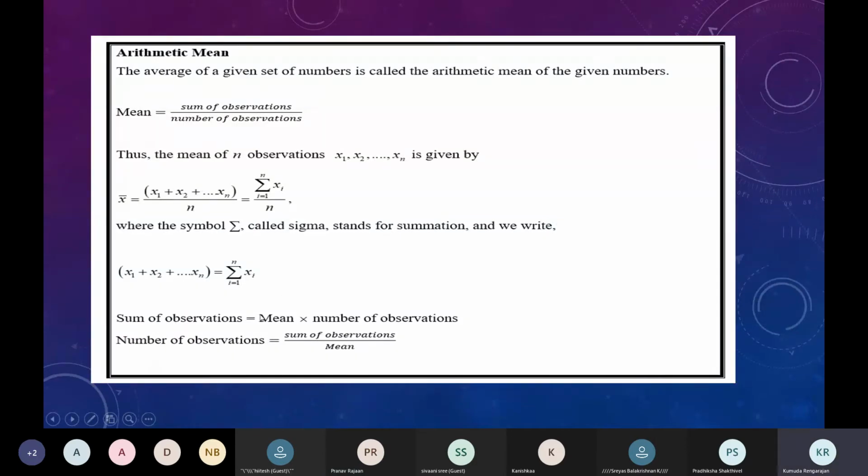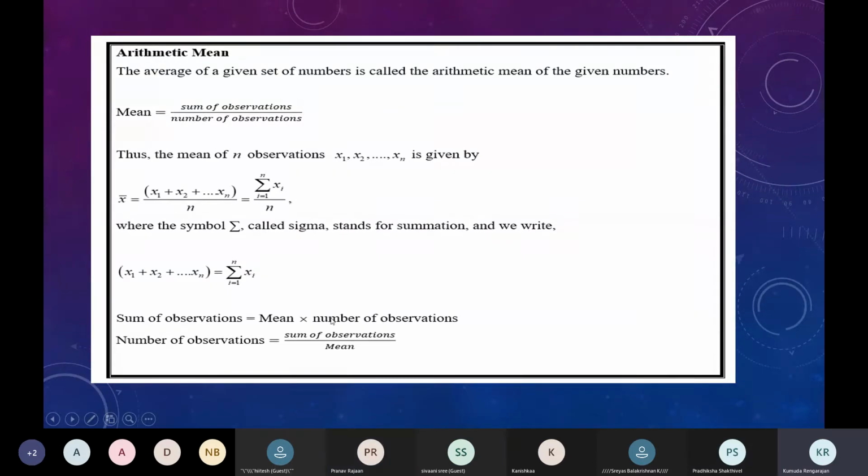What is the mean given to be? Mean into number of observations. What is the mean? As per the question, what's the value of the mean?